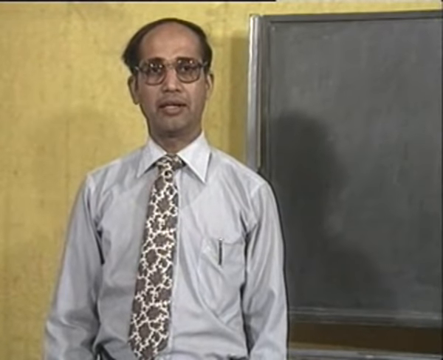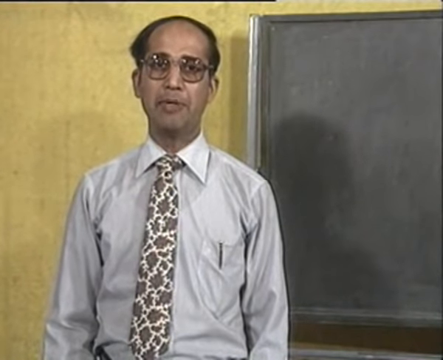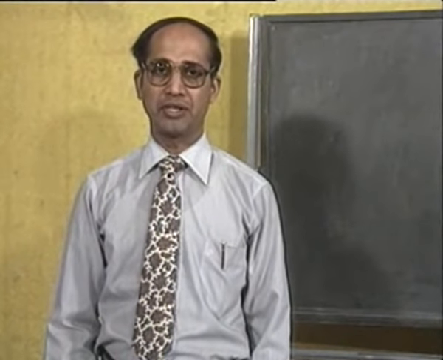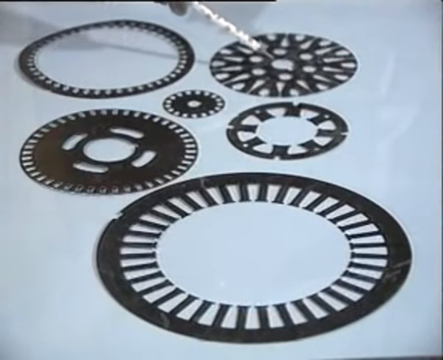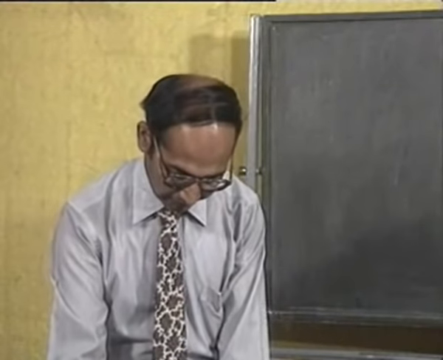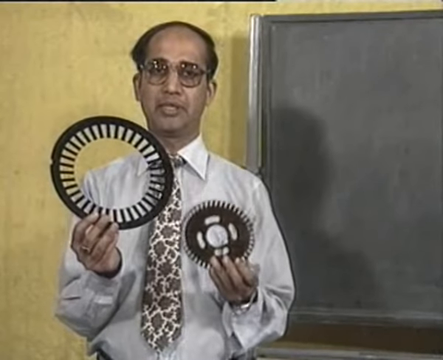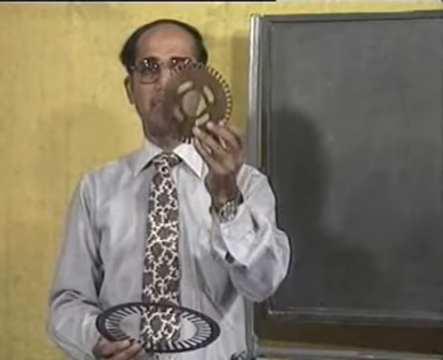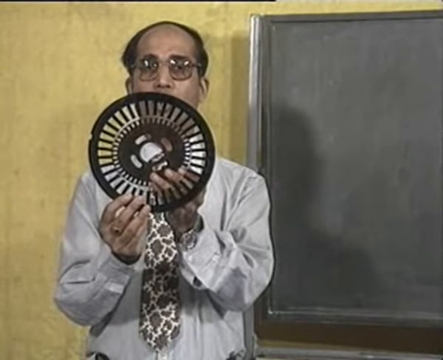Core is either a solid steel structure or a laminated one. A laminated core is made up of stampings which are stacked together to form the body of the core. Here is a set of laminations or stampings. For example, these are the laminations used in a motor. This is a stator lamination and this is a rotor lamination. They are aligned in this fashion to make the core structure of stator and rotor.